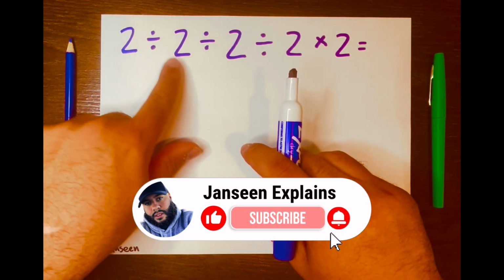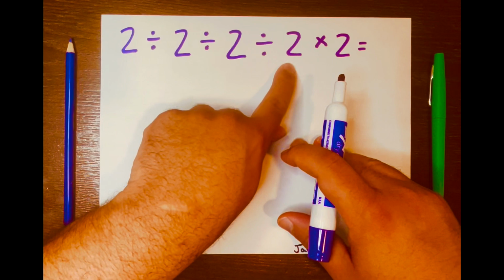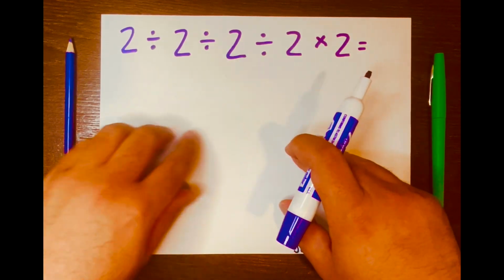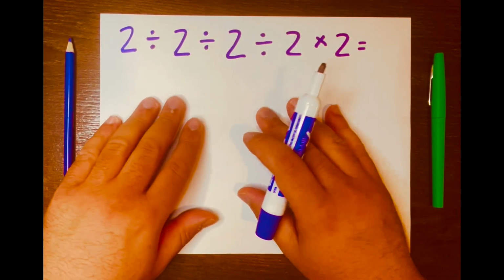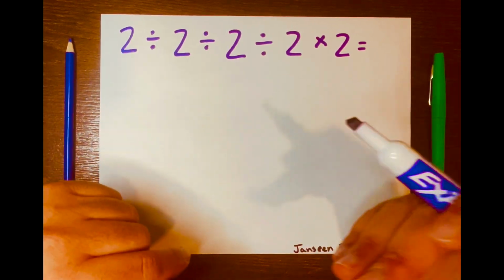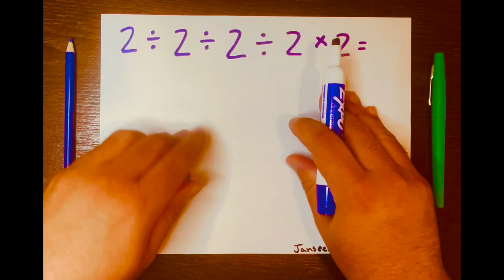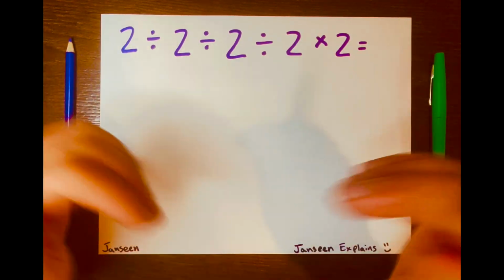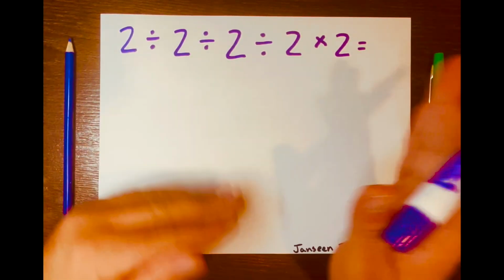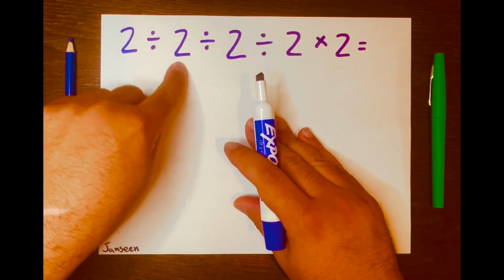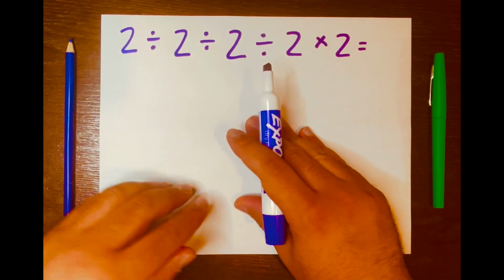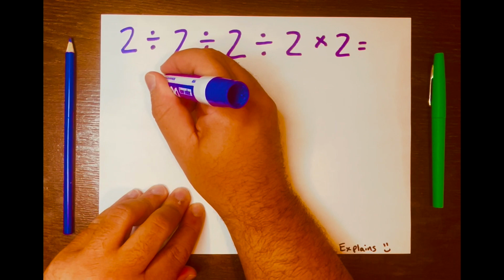We have 2 divided by 2 divided by 2 divided by 2 times 2. All right, so how can we tackle this problem? Well, according to PEMDAS, you read from left to right according to its levels, and we know that multiplication and division are within this level, so we just read from left to right. So 2 divided by 2 is 1, right?